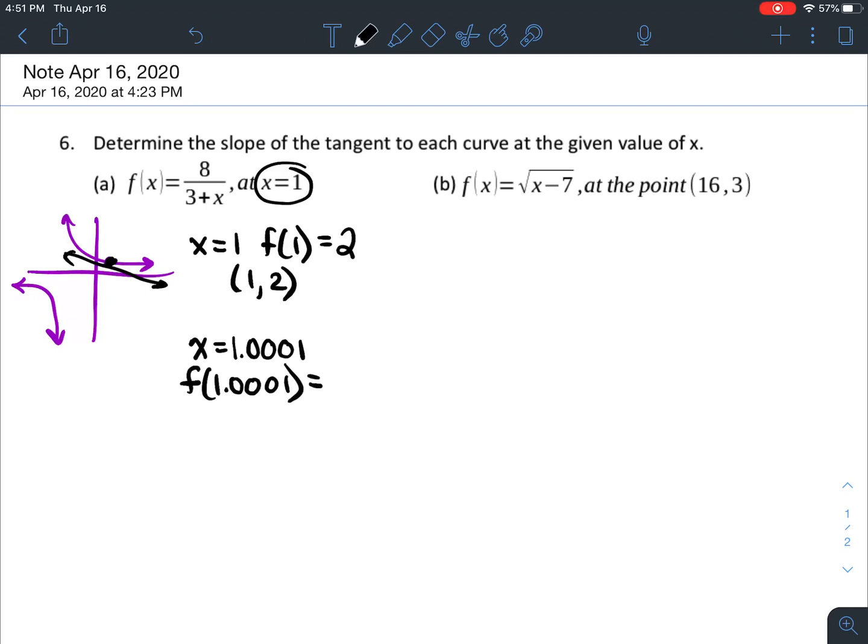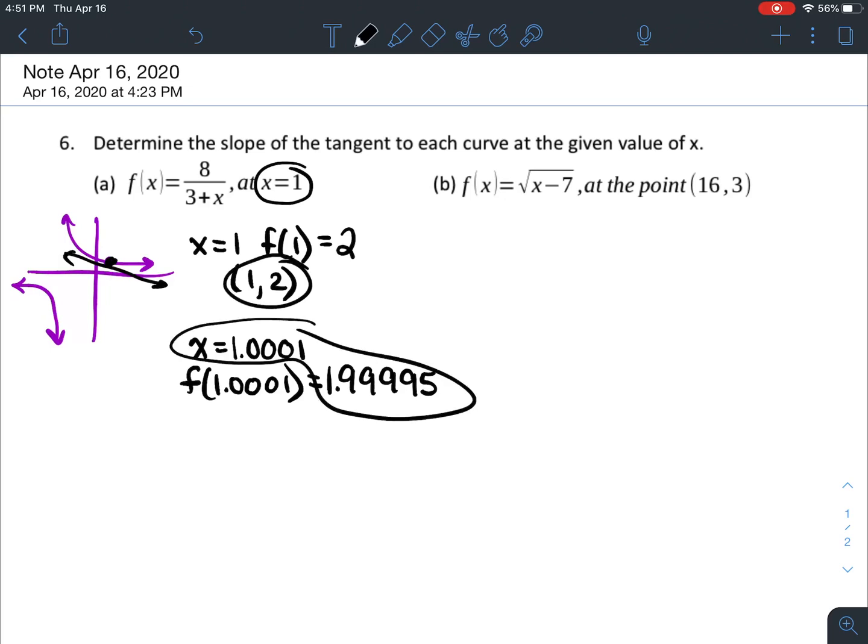So if I subbed that in, I got 8 divided by 4.0001, I would get 1.99995 and some other decimals. Okay, so now I've got 2 points. So I've got this point and this point. So I could actually just do change in y divided by change in x, like you learned in grade 9. y2 minus y1 over x2 minus x1. So that's the simplest way.